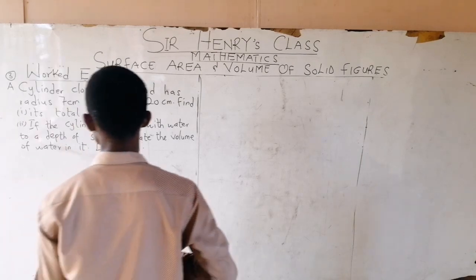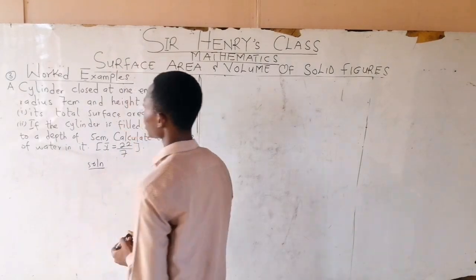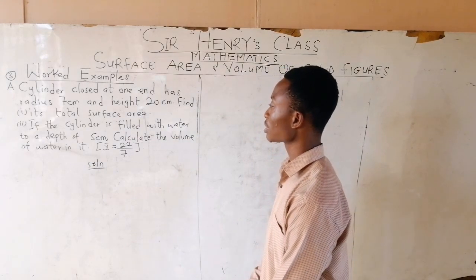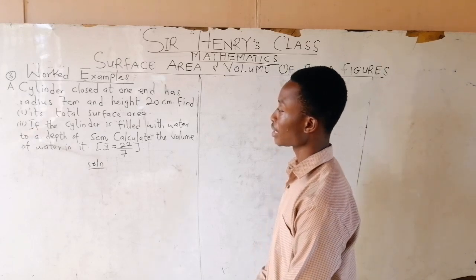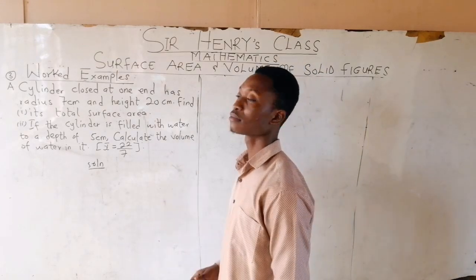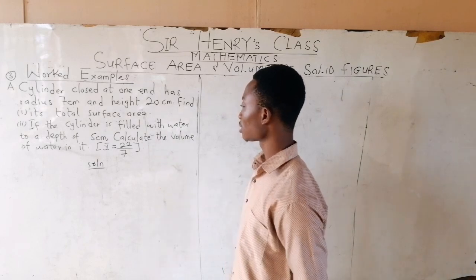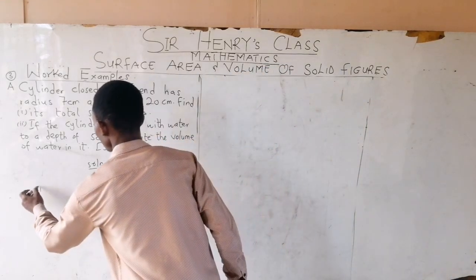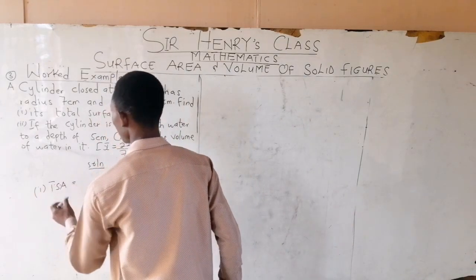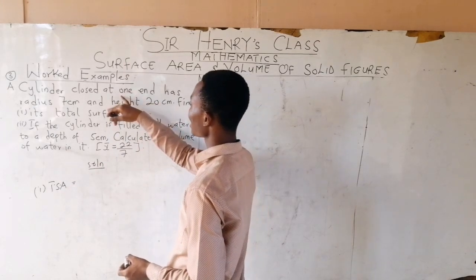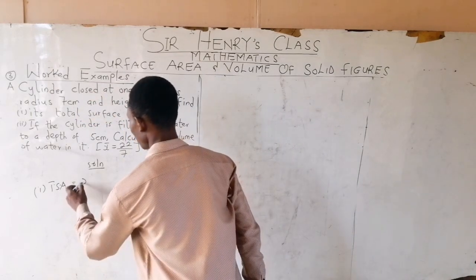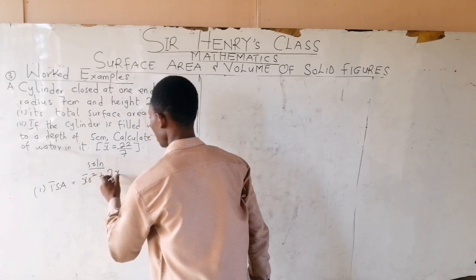Let us consider the last example. A cylinder closed at one end has radius 7 cm and height 20 cm. Find I, its total surface area, and II, if the cylinder is filled with water to a depth of 5 cm, calculate the volume of water in it. So let's get going. I, the total surface area of a cylinder with one end closed, meaning one end is open. So only one circle will be there, and the curved surface.